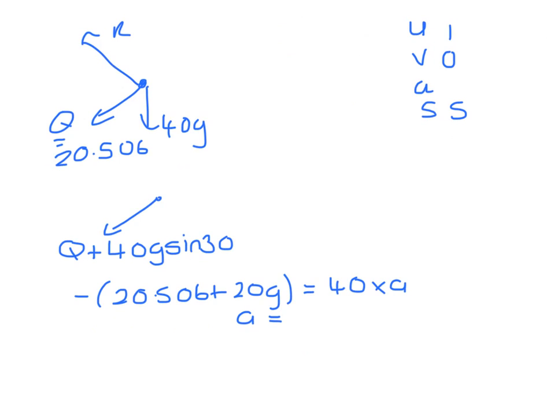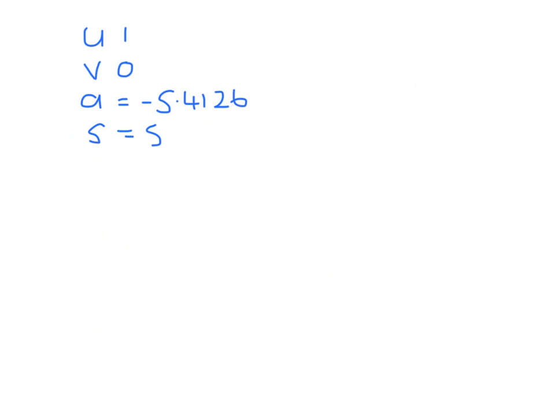So the acceleration is the left-hand side divided by 40. And that gives an acceleration of minus 5.4126. So I have minus 5.4126, and it now becomes an equations of motion question. To work out the distance, I'm going to need an equation with u, v, a and s. So I'm going to use v squared minus u squared equals 2as.